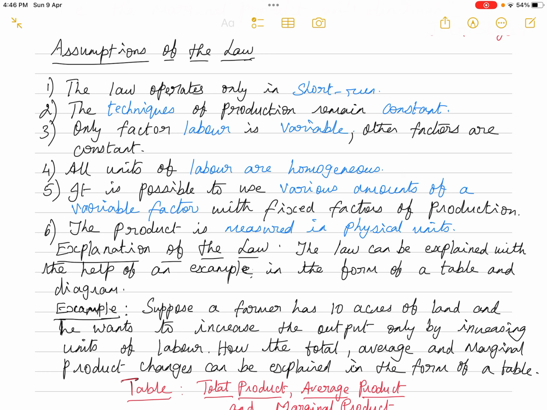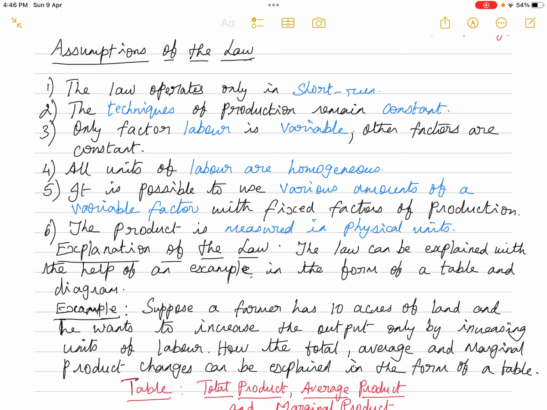Then fifth assumption, it is possible to use various amounts of a variable factor with fixed factors of production. Land is the fixed factor. Initially the farmer will add one laborer, later he adds two laborers, then later four laborers. Like that, he can add varying amounts of laborers with the fixed factor, that is the land. Then the sixth one, the product is measured in physical units, that is, how much output is produced: so many quintals of paddy, so many quintals of wheat.